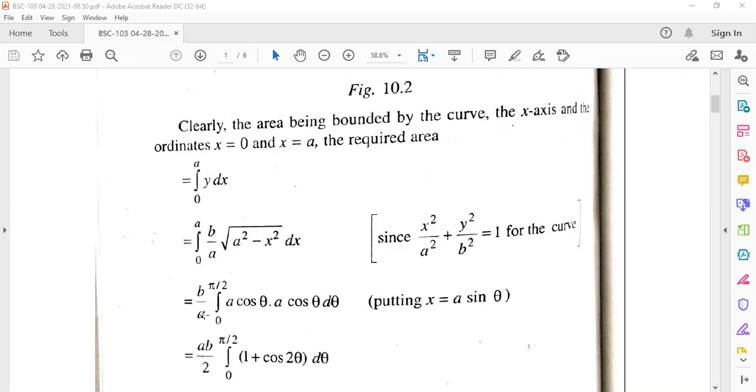Now a cancels with a, leaving b and a, so ab. Now here it will be cos square theta. If we take a half, then it will be 2 cos square theta. 2 cos square theta means, we know, 1 plus cos 2 theta. So we are writing this as 1 plus cos 2 theta. ab by 2 is coming out of the integration 0 to pi by 2 of 1 plus cos 2 theta d theta.